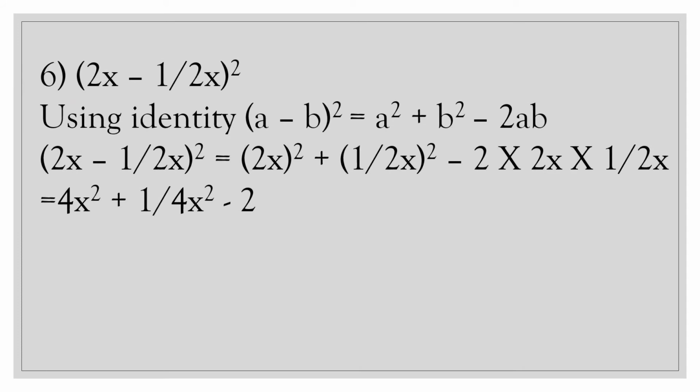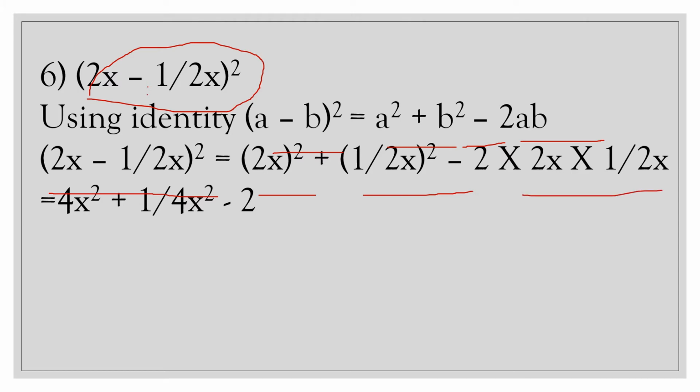Another question, again of a binomial with a minus sign in between, (2x - 1/2x) whole square. Again you will make use of the same identity, (a - b) whole square equals a square plus b square minus 2ab. So expansion of (2x - 1/2x) whole square is equal to (2x) whole square plus (1/2x) whole square minus 2 into 2x into 1/2x, which is equal to 4x square plus 1/4x square minus 2.